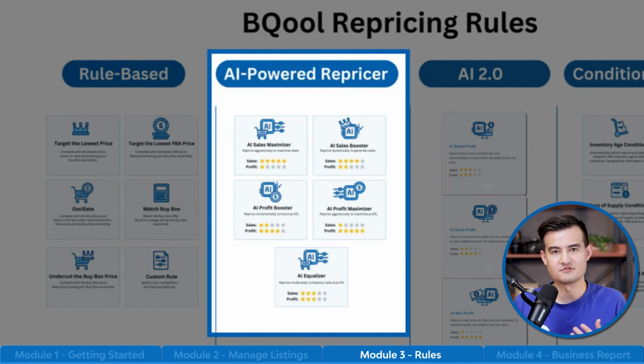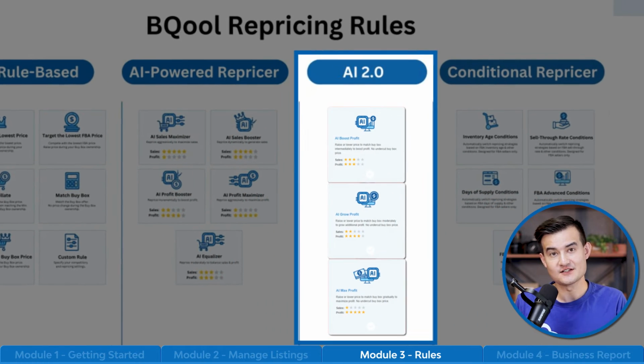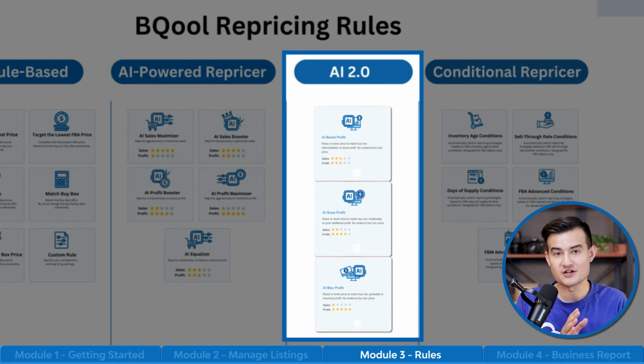For AI-powered, the difference between rule-based and AI-powered, it's a lot easier to set up for AI. There's incremental repricing, and there's also much higher buy box win percentage. Or you could also match the buy box and get much higher profits depending on what your needs are.